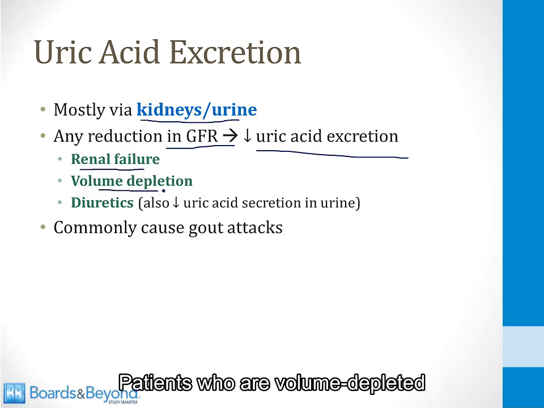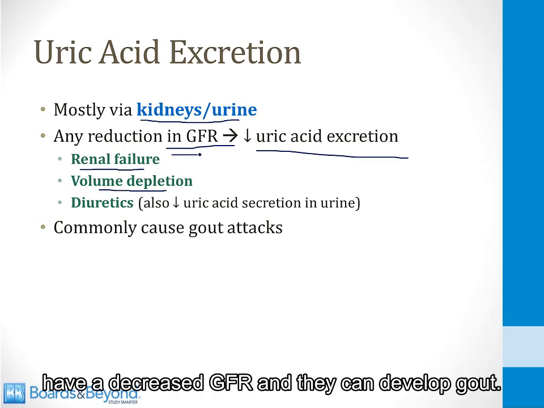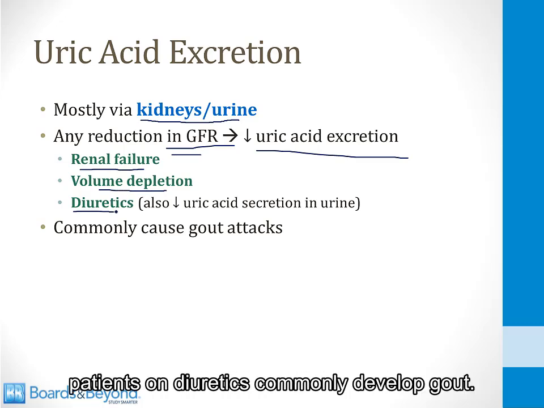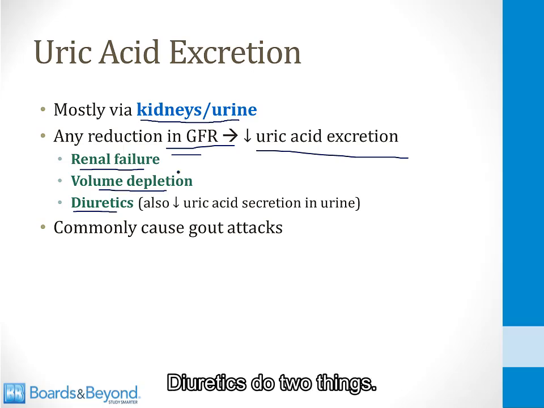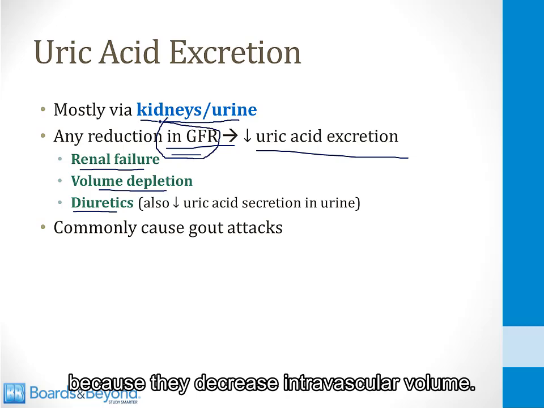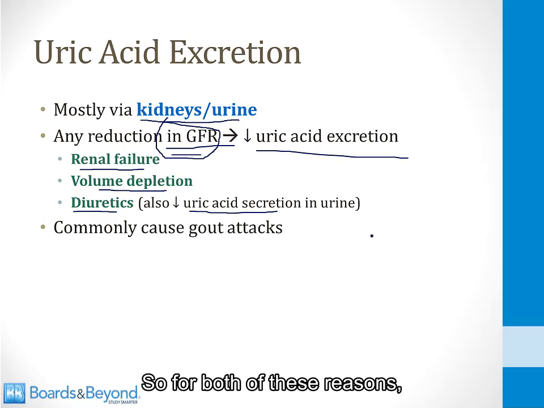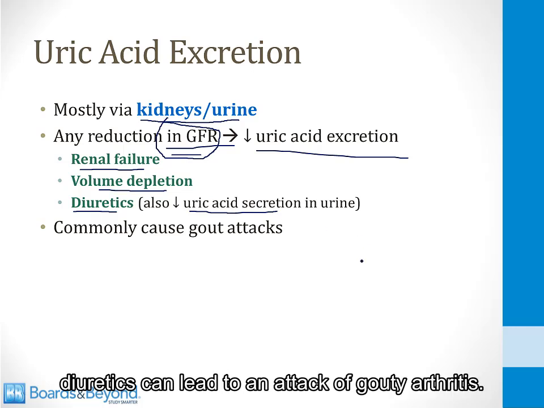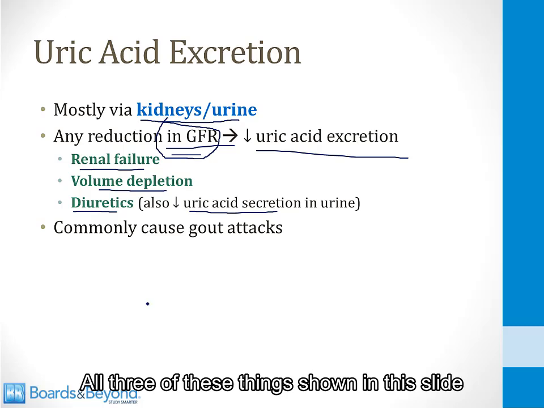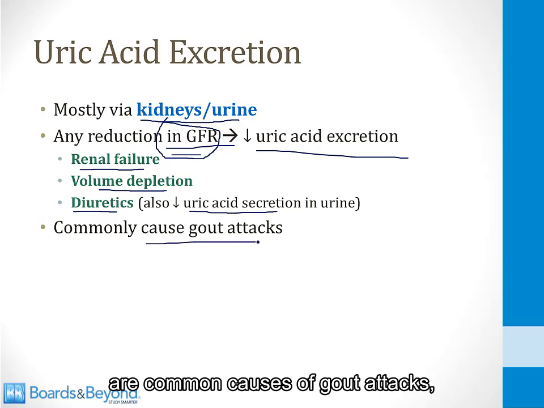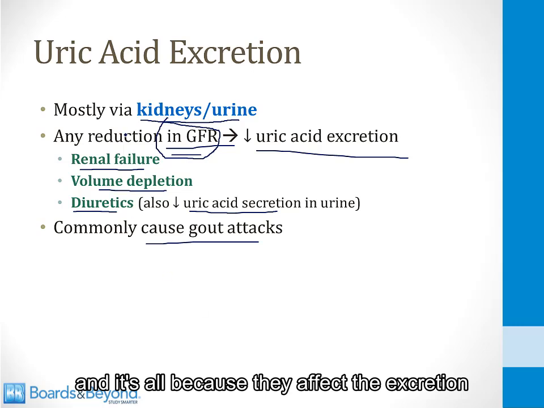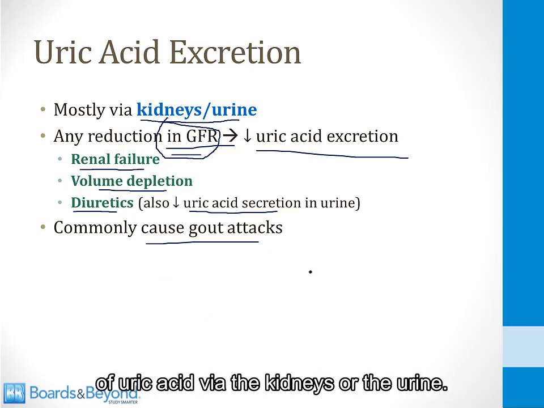Patients who are volume depleted have a decreased GFR, and they can develop gout. And then finally, patients on diuretics commonly develop gout. Diuretics do two things. They lower the GFR because they decrease intravascular volume. They also block uric acid secretion in the urine. So for both of these reasons, diuretics can lead to an attack of gouty arthritis. All three of these things shown in this slide are common causes of gout attacks, and it's all because they affect the excretion of uric acid via the kidneys or the urine.